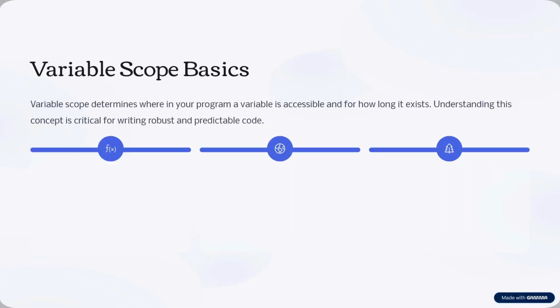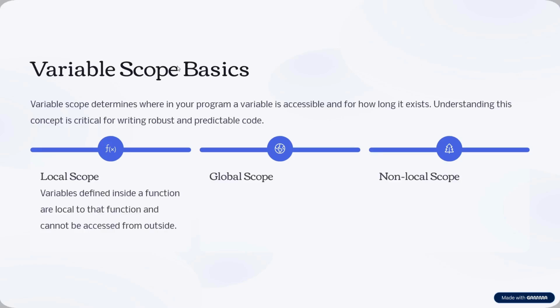And next on our list is variable scope basics. Variable scope determines where in your program a variable is accessible and for how long it exists. Understanding this concept is critical for writing robust and predictable code. We have three scopes. First, local scope, second, global scope, and third, non-local scope. Local scope: variables defined inside a function are local to that function and cannot be accessed from the outside. Global scope: variables defined outside any functions are global and can be accessed from anywhere in the program.